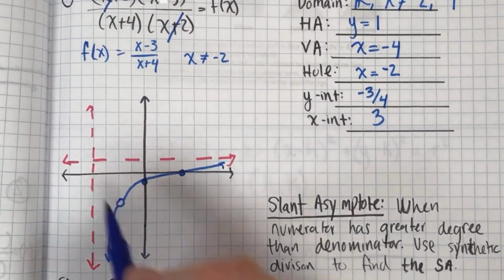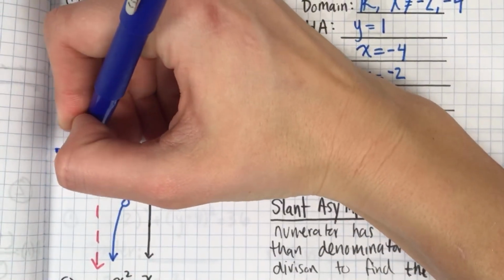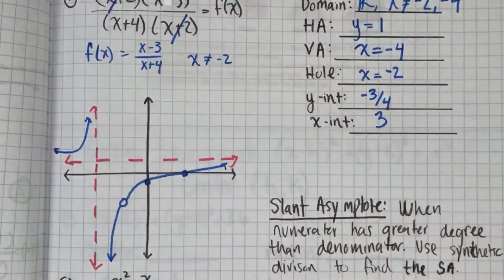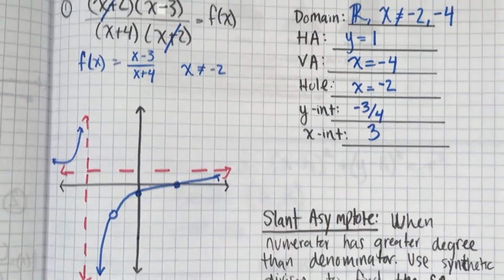Now rational functions are always diagonal from each other, so I know that my other branch is up in this quadrant. So that is my graph.